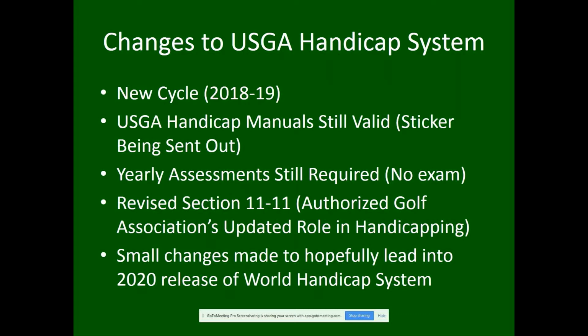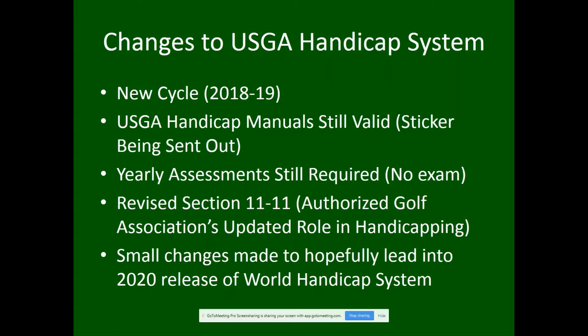A couple of them I want to go over are, when you're looking to adjust handicaps for members, we ask that you work with us to make sure that those are properly administered. If the Authorized Golf Association, us, WSGA, has evidence that it was adjusted improperly, then we have the ability to undo those changes and basically override the situation.